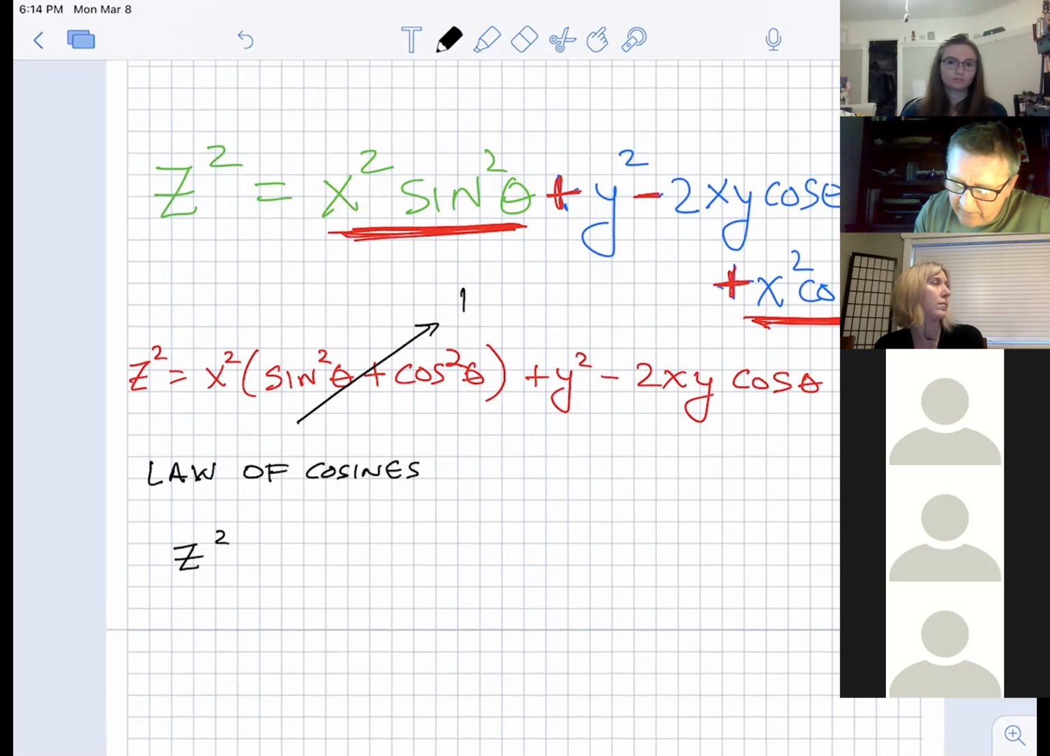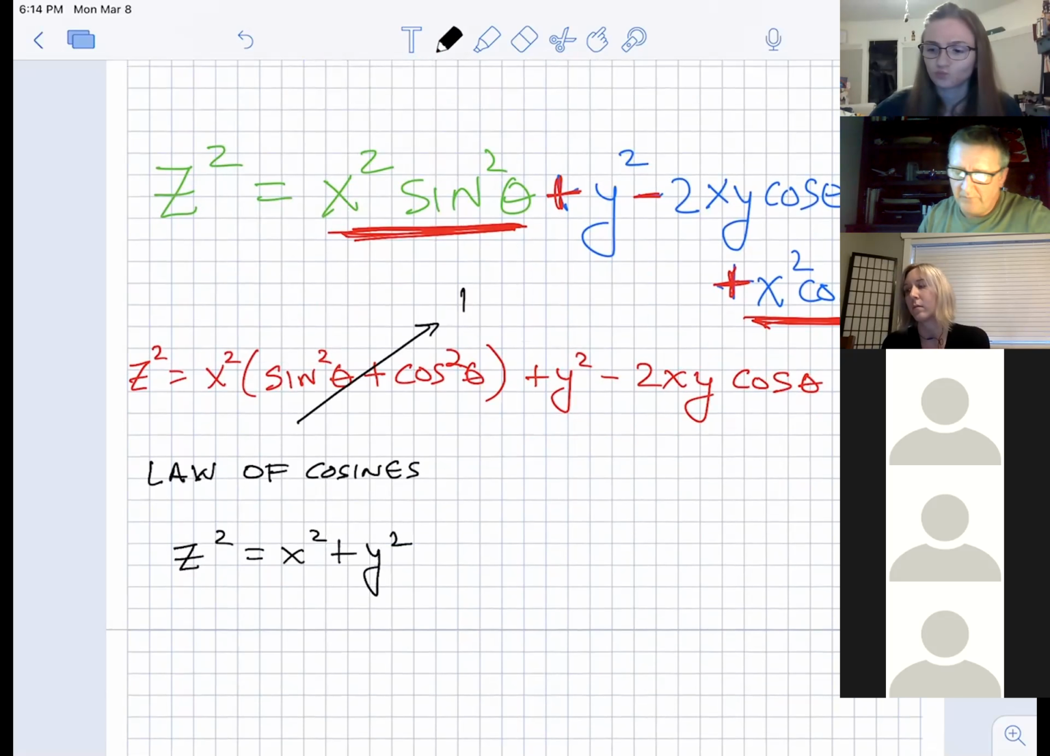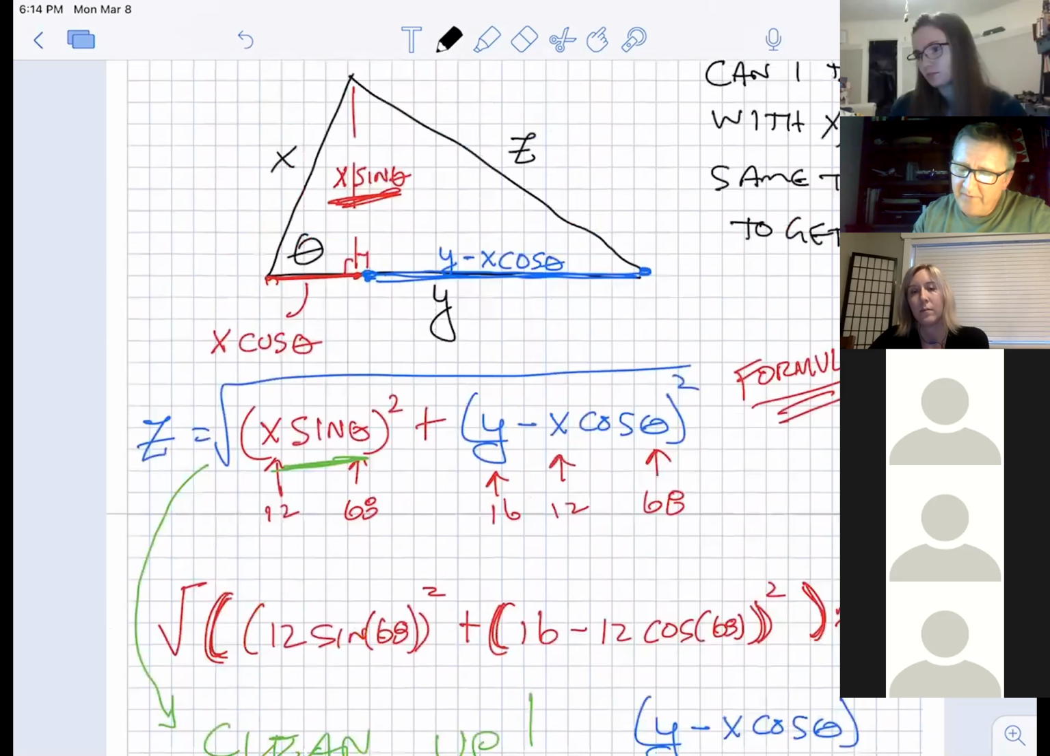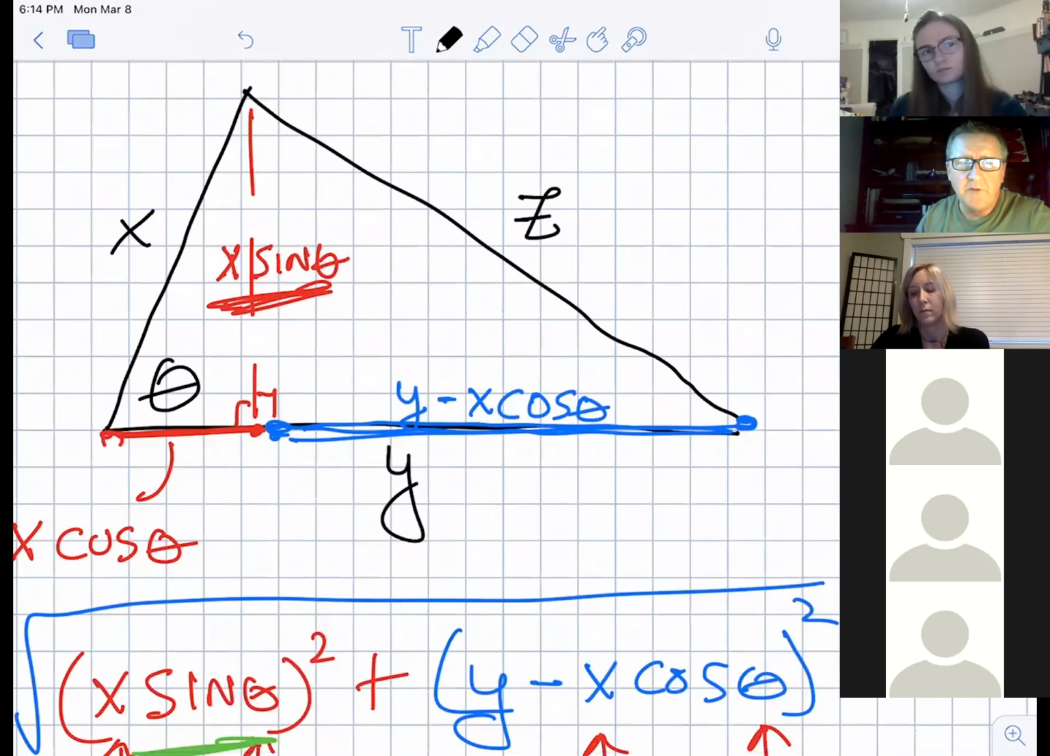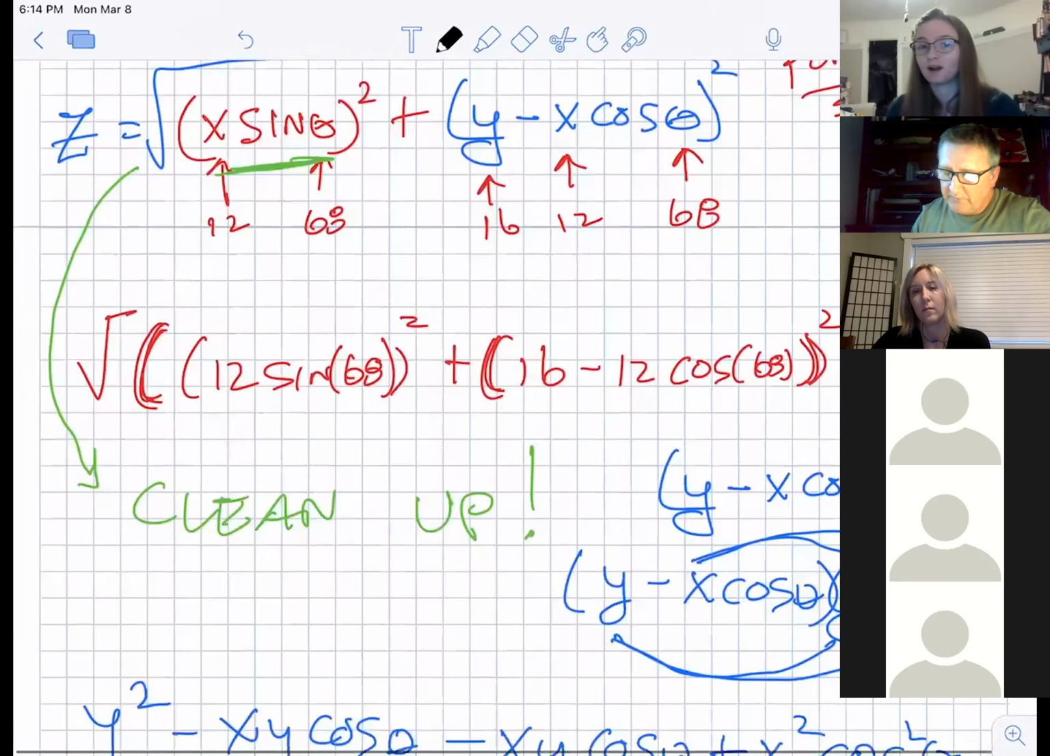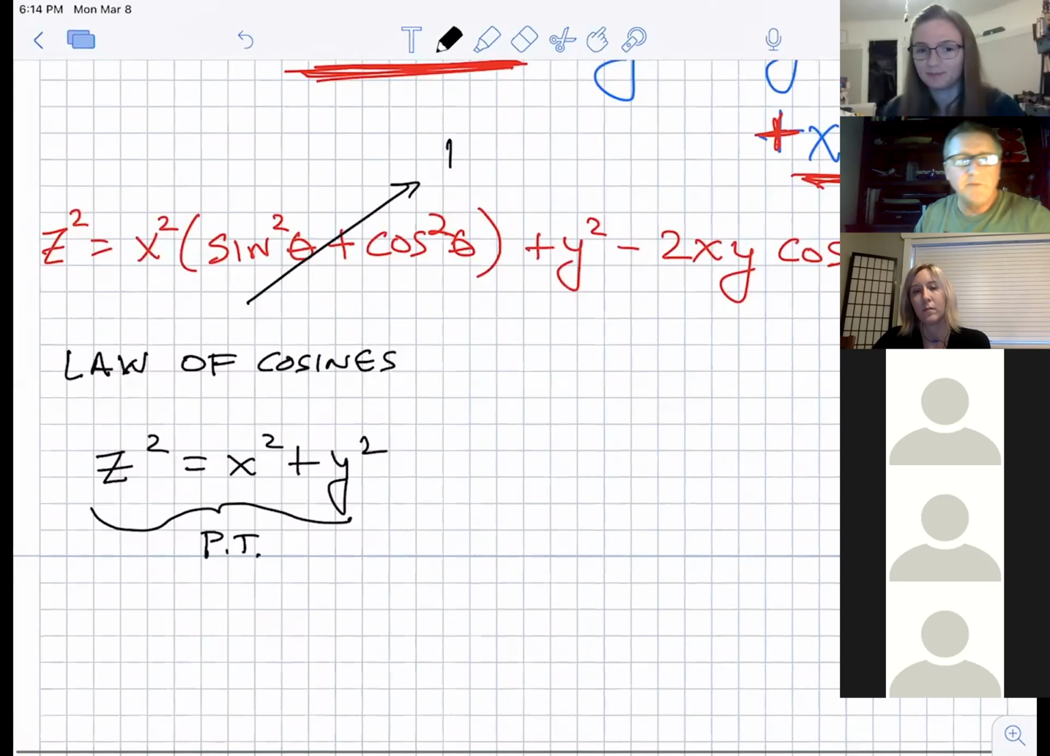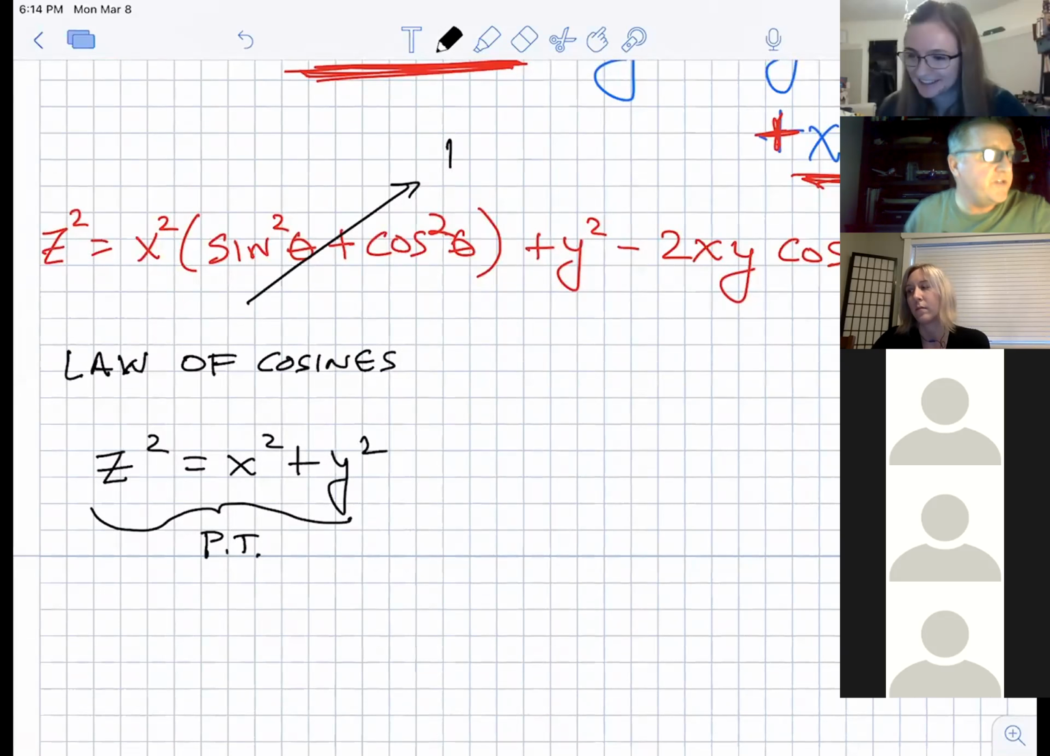So this actually leaves z squared equals x squared plus y squared. I'm going to stop there for just a second. What does that look like? Looks like the Pythagorean theorem, doesn't it? Except the Pythagorean theorem doesn't work in non-right triangles. This wasn't a right triangle. I just said it looks like that. No, that's what I wanted you to say. It looks like the Pythagorean theorem. And so basically the Pythagorean theorem works in non-right triangles. It's just, you've got to throw this little thing in there as well.